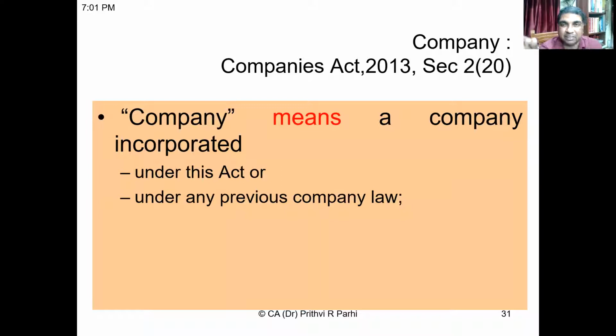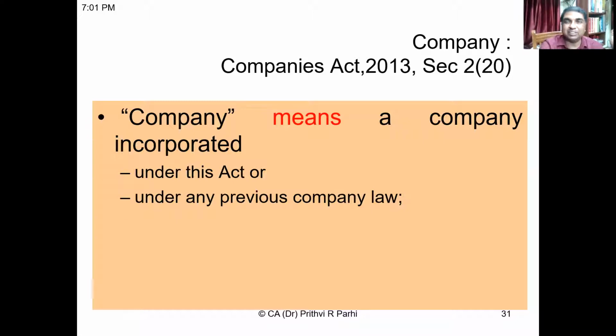But friends, remember, this is the definition which is provided under Companies Act 2013. Section 2, Clause 20 of the Companies Act defines company like this. Are you familiar with this definition or not? Yes, sir. This is the definition that comes to mind. It means a company which is incorporated under Companies Act 2013 or under any previous company law, maybe Companies Act 1956 or prior to that, whatever company law was there. If it is incorporated under those laws, then that can be referred to as a company. But this is the definition under Companies Act 2013.